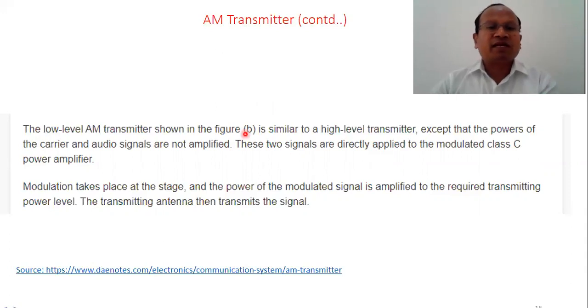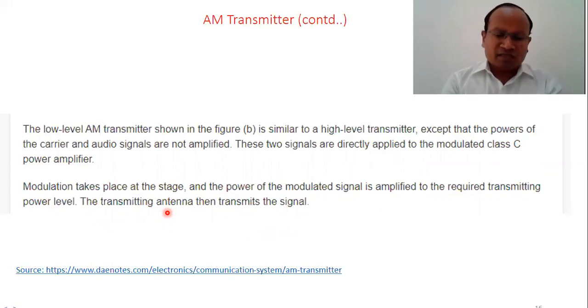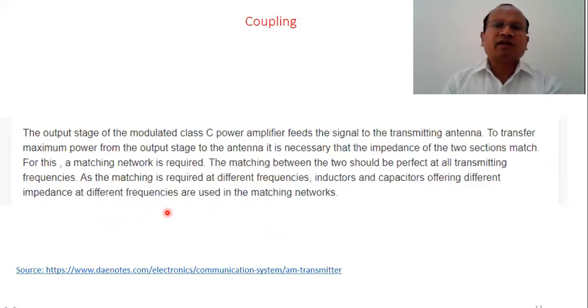When the modulation takes place at a stage and the power of the modulated signal is amplified and the power required is low, then that may be a low power level AM transmitter. And finally, whether it is a low level or high level transmitter, the signal is fed to the antenna, and then it transmits the signal. We talked about the coupling here. The output stage of the class C power amplifier is coupled to the antenna. The antenna can be seen as a vertical line, but it's not actually a vertical line, it's an arrangement.